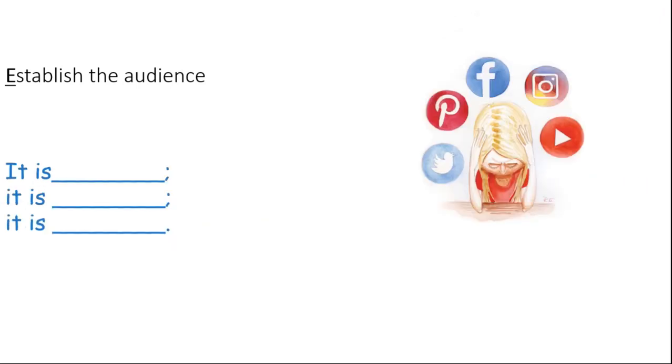Then this is a quick way to get semicolons in. Semicolons separate main clauses. You're going to use this to show how strongly you feel about the topic. It is a disgrace; it is a scandal; it is an outrage that children as young as 3 are hooked on social media. Okay, so semicolon between each one of those main clauses.